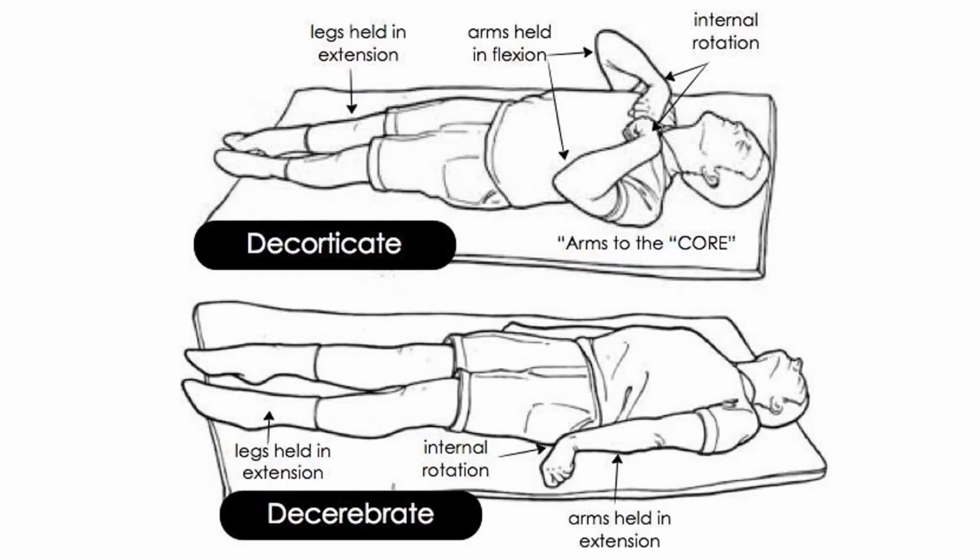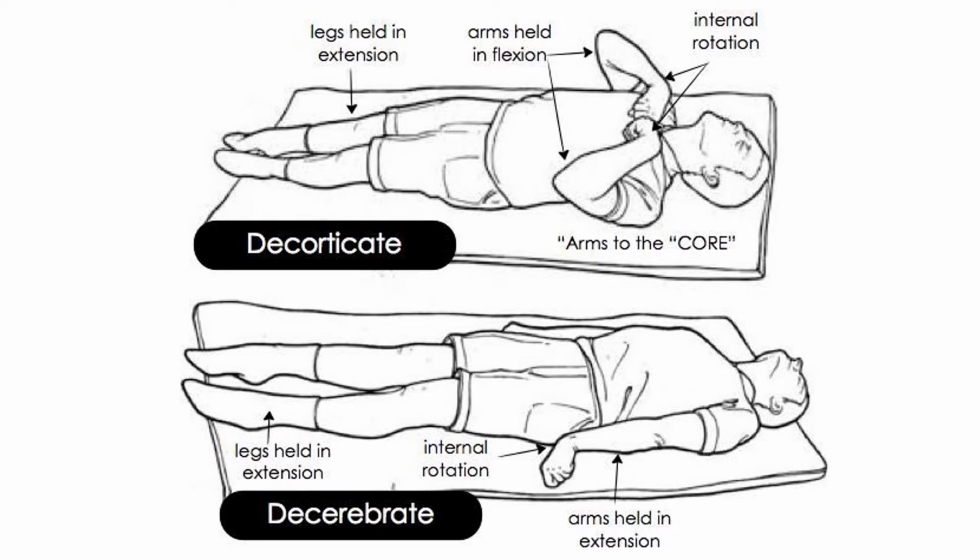And this is the type of posturing that we may see in a severely detrimental type of neuro case here. So the first one up top is decorticate. There is internal rotation of the wrists and the arms come to the core. Okay, the arms are held in flexion and the legs are really extended, so the toes will be pointed out.